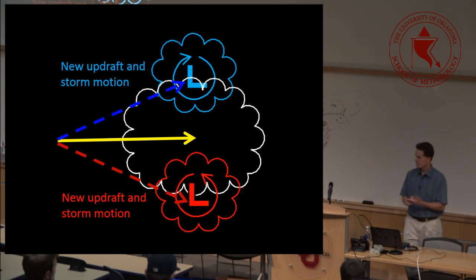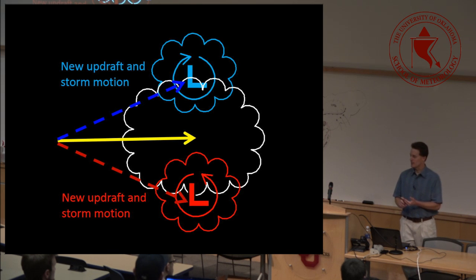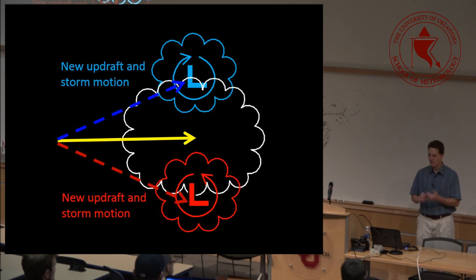And what's the important thing about that? Why would it matter that the vorticity be streamwise? Any guesses as to why that would be important? It's not the streamwise part. The key is the link to the updraft itself. So if you think about that, what is it about the updraft?